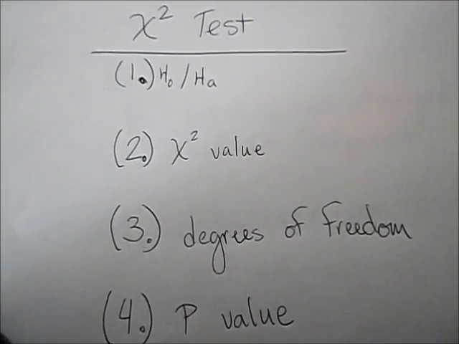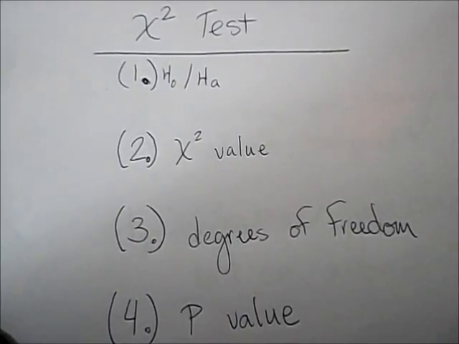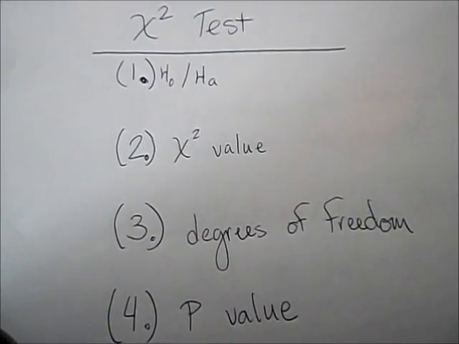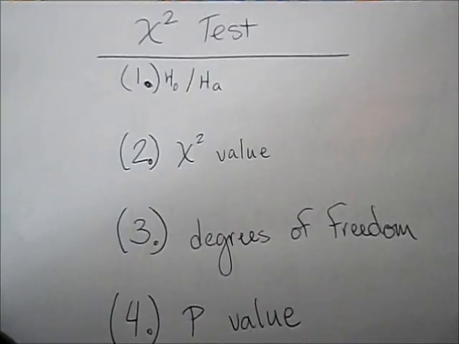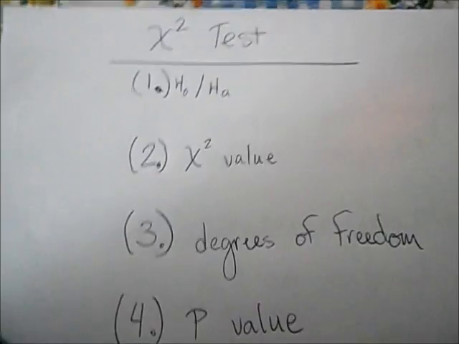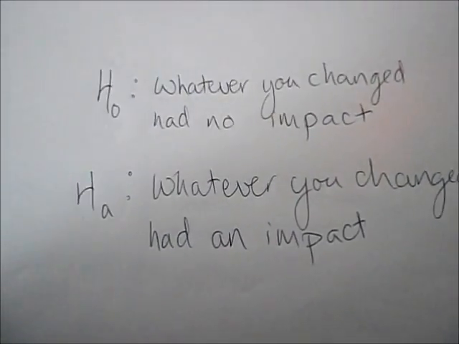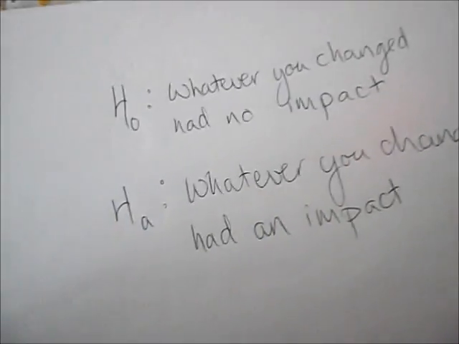We're going to use our hypotheses, which we'll go over in just a second. We'll need a chi-squared value. We'll need to figure out degrees of freedom. And ultimately, we'll need to figure out our p-value. So what do all these things mean? Well, for our hypotheses, we've got two different ones that we need.